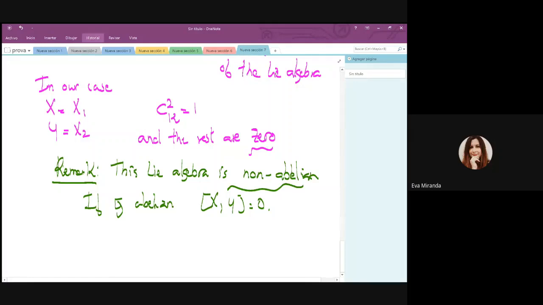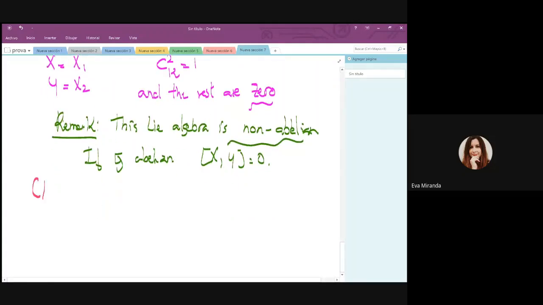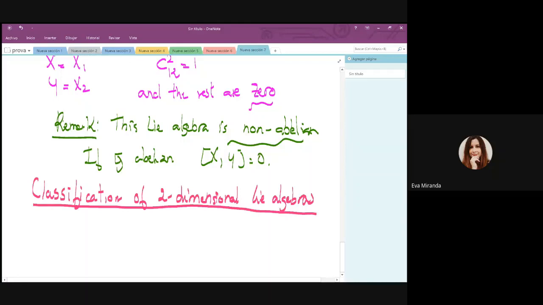So now come the big guns. Let's choose a very nice color for this, a pinky color, and I'm going to put it bigger. So now here we go: classification of two-dimensional Lie algebras. That's what we're going to do here.